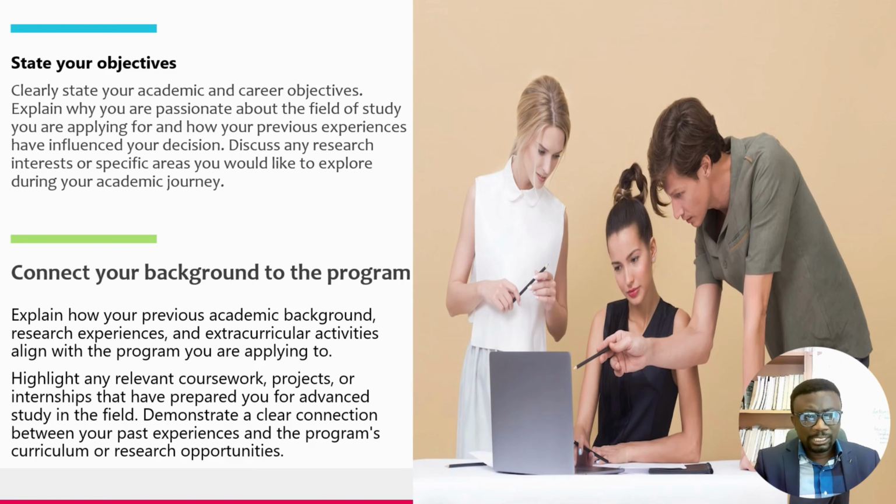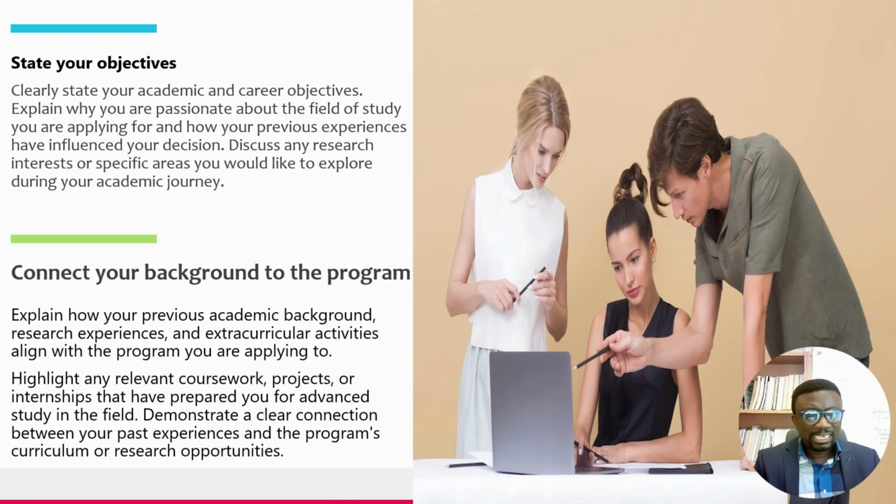In the next section, you also state your objectives. Very important. Clearly state your academic and career objectives. Having written a bit about yourself and your background, you must also write about your objectives. It could be professional, it could be academic. Explain why you are passionate about the field of study that you are applying for and how your previous experiences have influenced your decision. Very important.